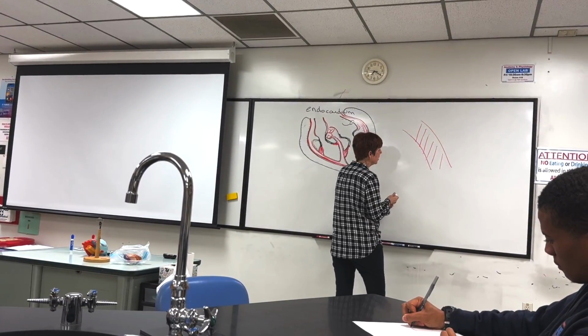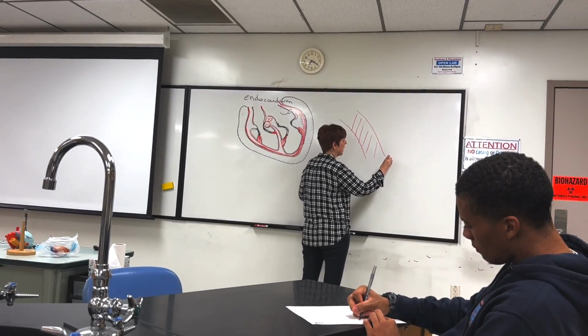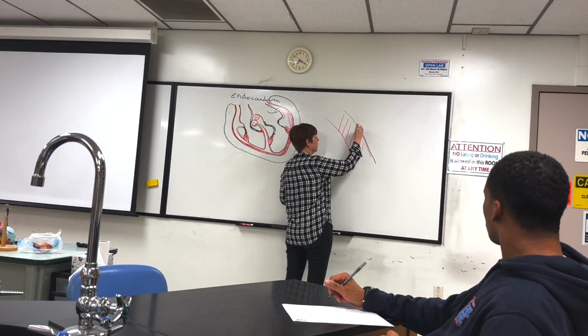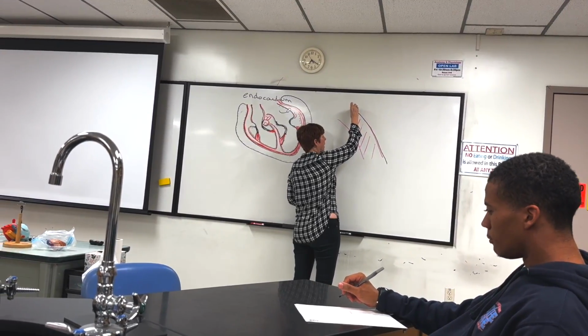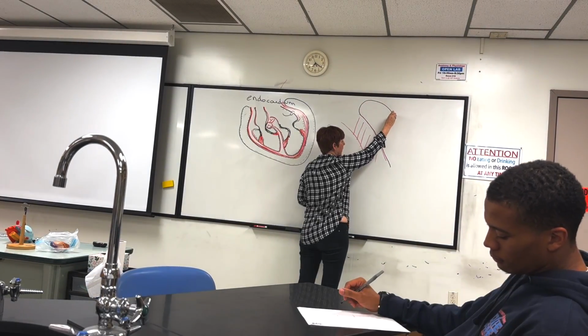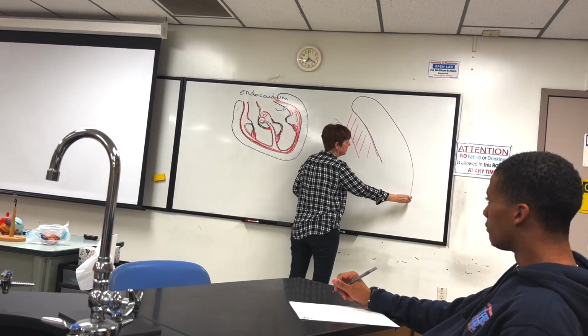So, I'm going to draw the connective tissue of the visceral serous pericardium. It's going to reflect off to become the parietal pericardium.